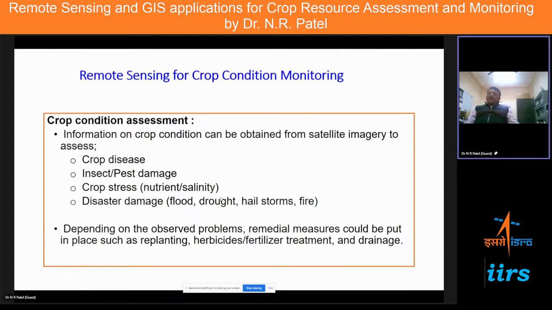Apart from crop acreage, crop condition monitoring is an essential part of monitoring agriculture. How can we monitor crop disease, infestation, insect pest damage, crop stress like nutrient or salinity, and disaster damage like flood, drought, hailstorm? How can all this be mapped? These are very important conditions which affect crop performance and finally affect the crop yield. So there are various kinds of remote sensing based technologies being developed to detect crop stress, either from disease, pest, nutrient, drought or hailstorm.